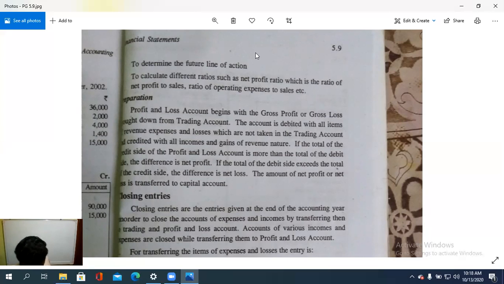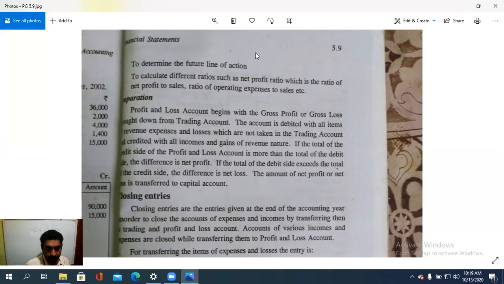Now, if I tell its format, it is like this. In this there is 'By gross profit brought down' or 'To gross loss brought down', as the case may be. If the gross profit is there, that is to be brought down on the credit side. If the gross loss is there, that is to be brought down on the debit side.